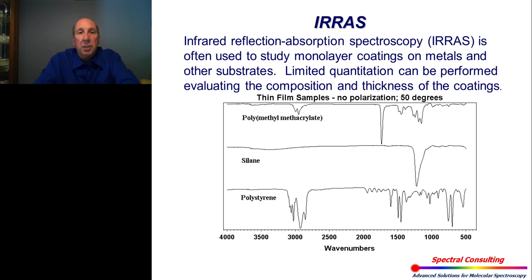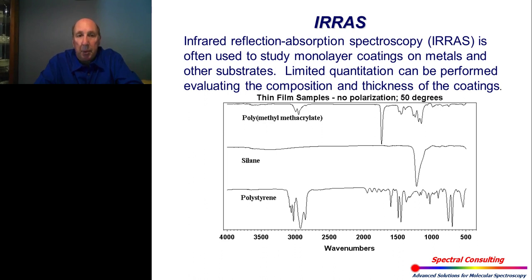Infrared reflection absorption. We have 3 different samples here where we have taken a sample which has a shiny substrate, and there's a polymer coating on the surface. One of these is polymethyl methacrylate, as opposed to the other one that was a block of PMMA. This is actually a thin coating on a shiny substrate.